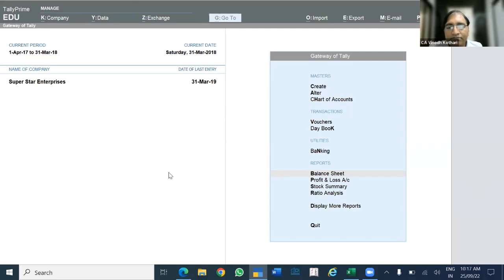Printing and stationery. Where will it come? Ask the question. Printing and stationery for Vidya Saadhan. Where will it come? Now I said, yes, purchases, right? Okay, fine. So is it clear?